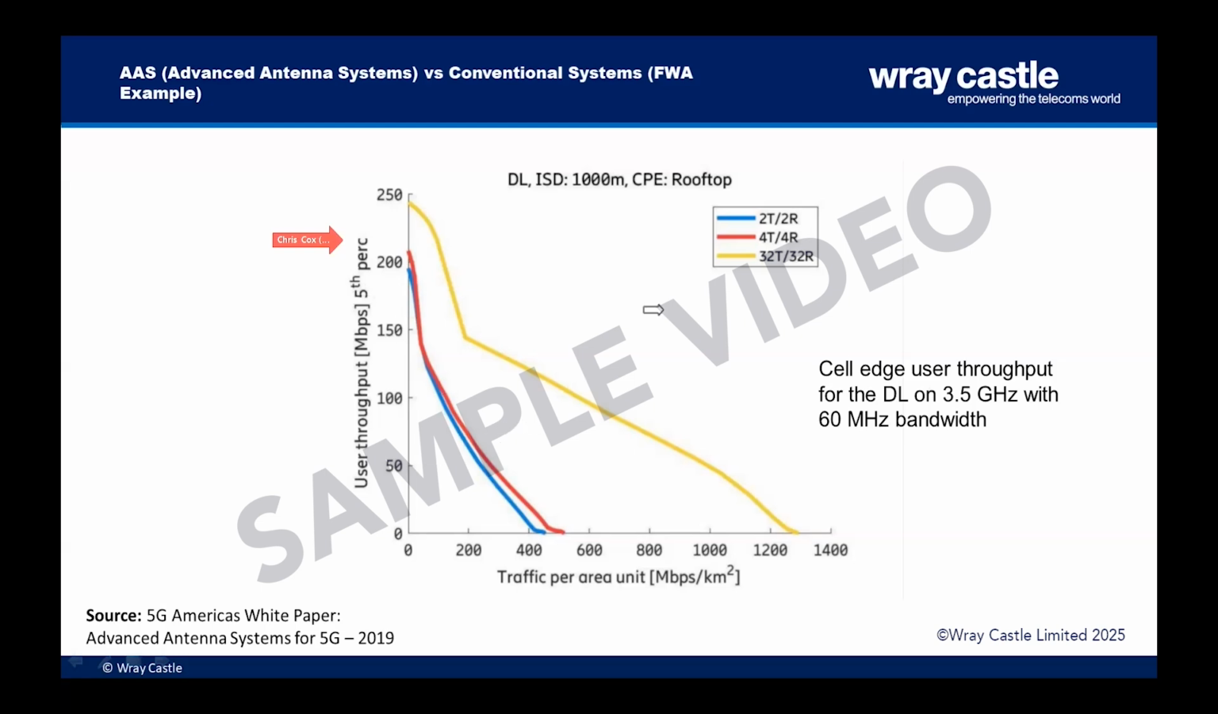Essentially, the top right of this picture is a good place to be because your cell edge data rates are high and your system capacities are high as well. So you want to be up at the top right. And we have measured performance with 2 transmitters at both ends, 4 transmitters at both ends, and 32 transmitters. And this nicely illustrates the kinds of performance improvements which can result.